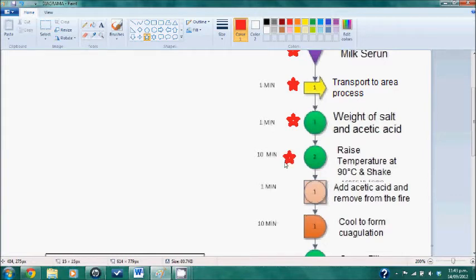The next step is to raise the temperature to 90 degrees Celsius and shake. In this step we have to shake the mixture of the matter, and then we have to raise the temperature in the oven to 90 degrees Celsius. That is the good temperature for cooking the mix.